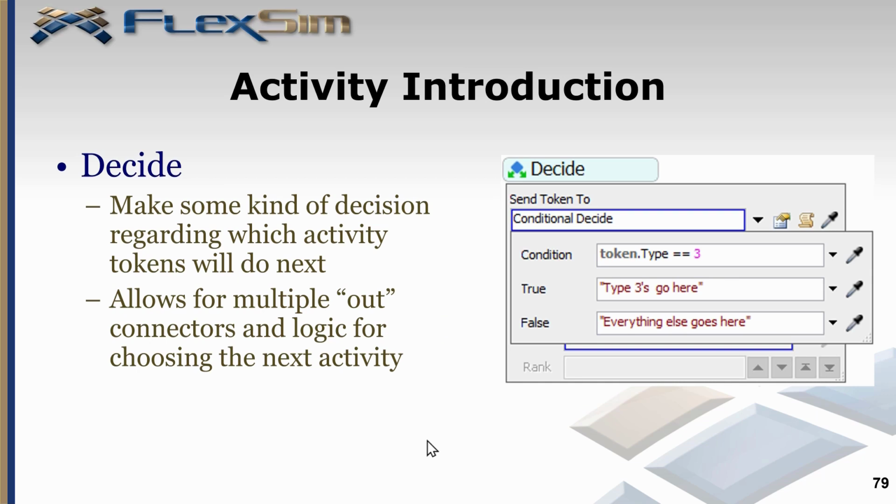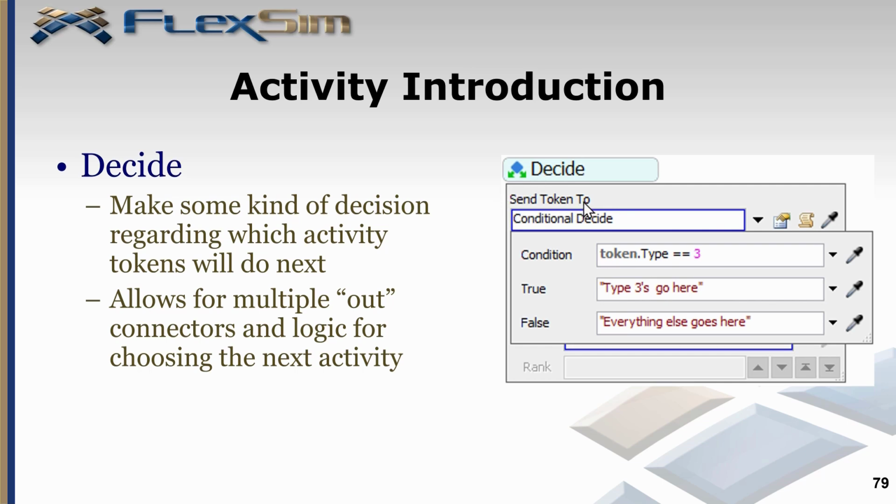Let's talk about the decide activity. It is used to make some kind of decision regarding which activity tokens will do next. It allows for multiple out connectors and the logic for choosing which of those connectors the token will go through to do its next activity. This is what the decide activity looks like, the icon, and it'll say decide until you rename it, which, by the way, is always a good thing to do. Rename your activities so that you can follow your logic better.